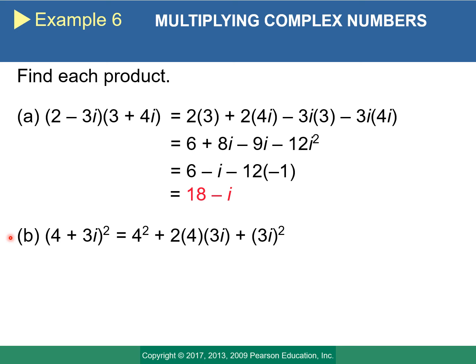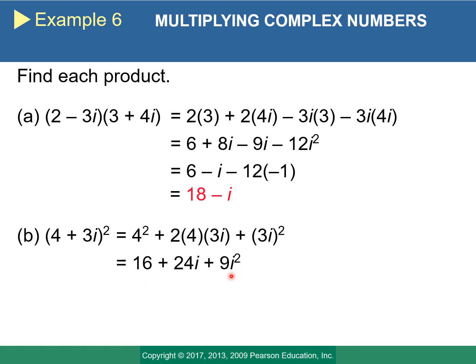Okay, so if you did the FOILing, because it's the same binomial squared, you end up with 2 of the same term in the middle. So I just wrote it as twice 4 times 3i. And then in the back, it was just 3i times itself. And then the front, it was just 4 times 4. Okay, so we start simplifying.